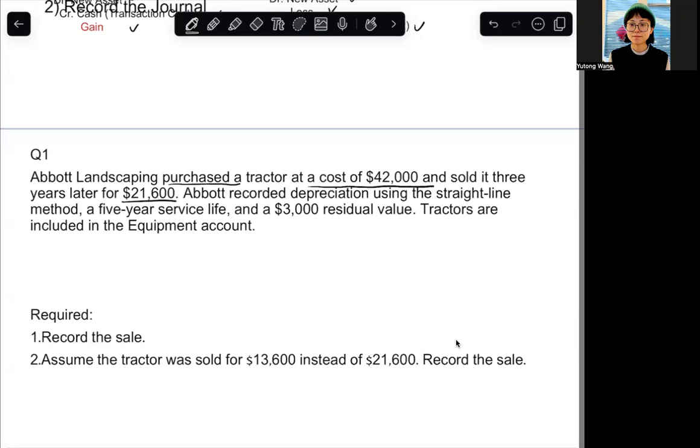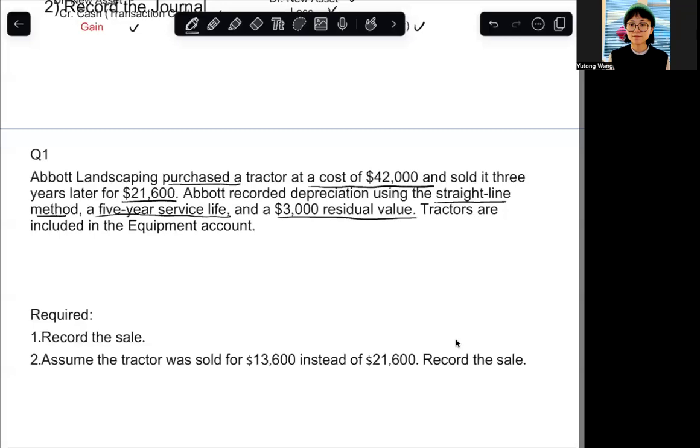This company records depreciation using the straight line method, a 5-year service life, and a 3,000 residual value. Tractors are included in the equipment account, so it tells you it's a PPE. The first requirement is to record the sale. To record the sale, we should know the book value at the time of sale, right?